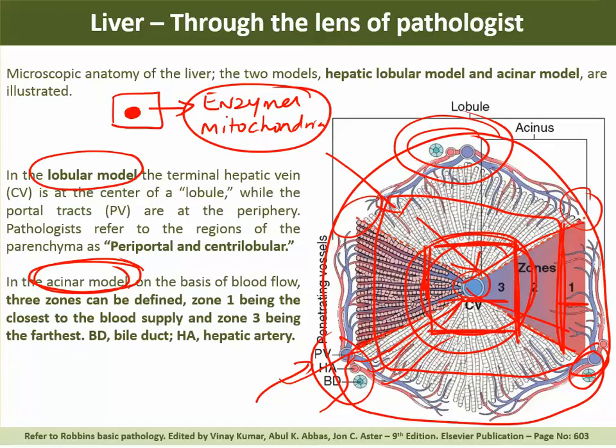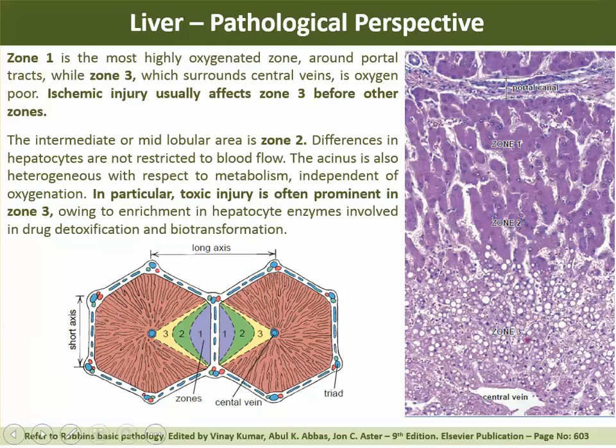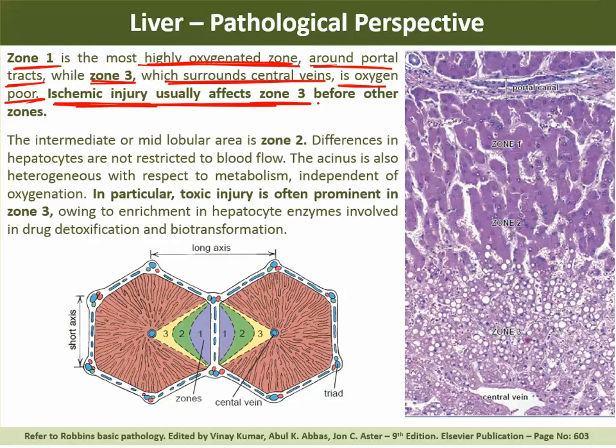So this is very important for you to know: the different zones and the lobular architecture of the liver. This is what I explained here. Zone 1 is the most highly oxygenated zone, which is around the portal tract. Zone 3, which surrounds the central vein, is oxygen poor. Ischemic injury usually affects zone 3 before the other zones. Now coming to the intermediate or mid-lobular zone, that is zone 2.